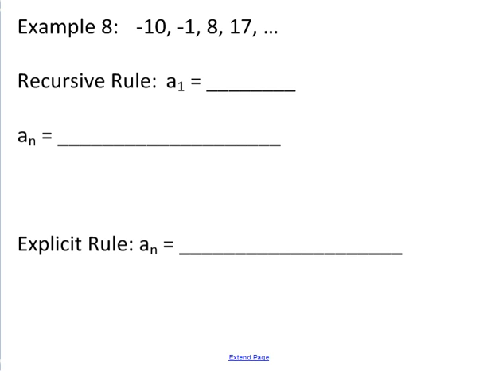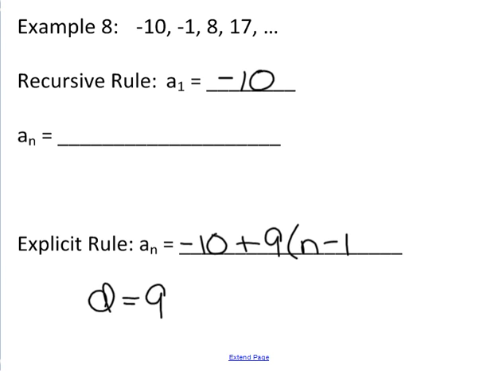Another example. Again, I prefer to start with the explicit rule, but it doesn't matter. We do need the first term, which is negative 10, and we need the common difference. Okay, what are we adding each time? Well, turns out we're adding 9 again, coincidentally. So the explicit rule is the first term, which is negative 10, plus the common difference, which is 9, times n minus 1. Okay, that's the explicit rule.